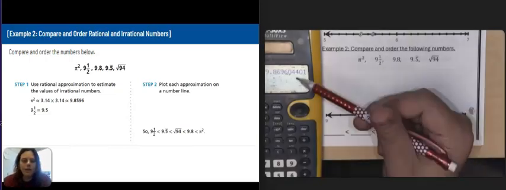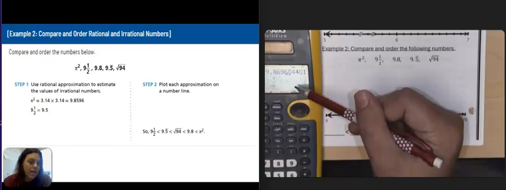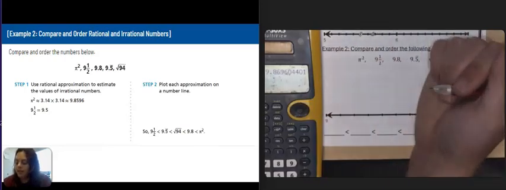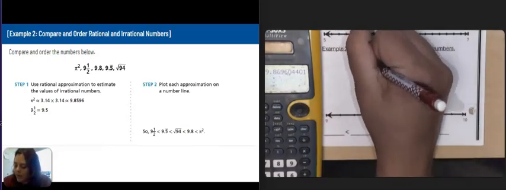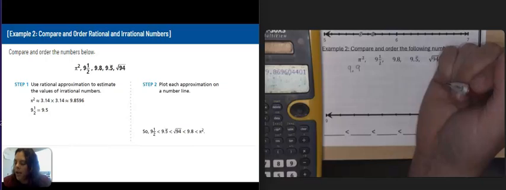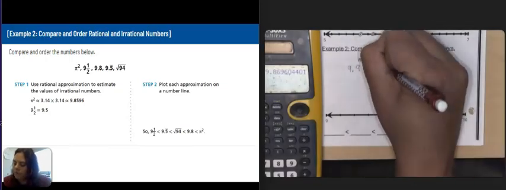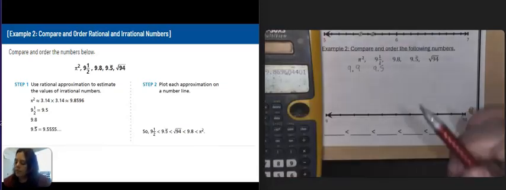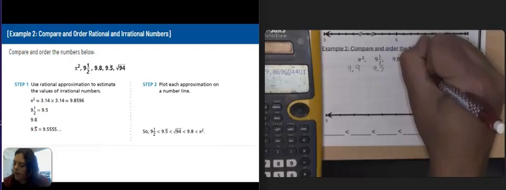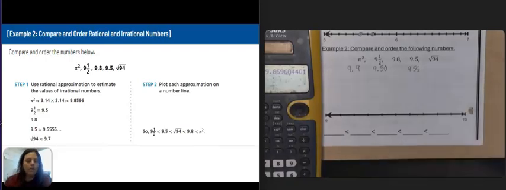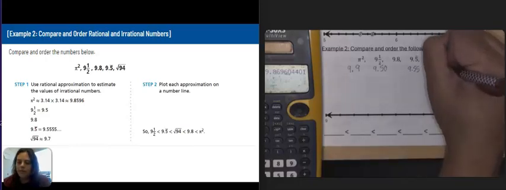And you can see my calculator is actually more accurate. They have 9.85 because they rounded pi to 3.14. But if we just do the tenths place, pi squared is about 9.9 if we round it off. 9 1/2 is 9.5. 9.8 can stay the same. 9.5 repeating would be like 9.55, where this one was 9.50. And the square root of 94, using our guess and check method, we can estimate that it's about 9.7.